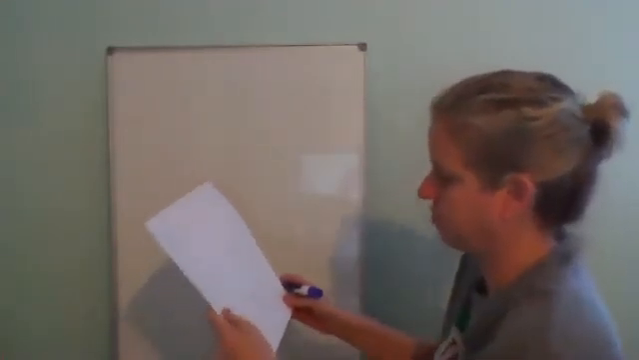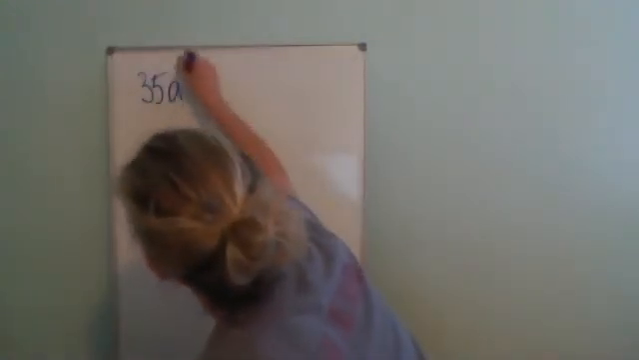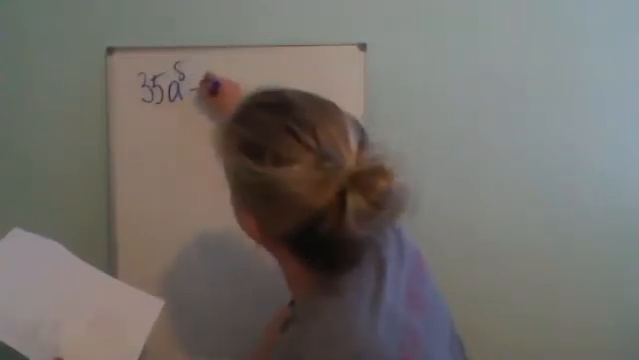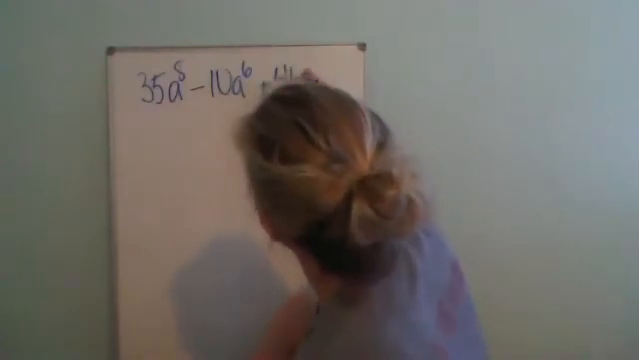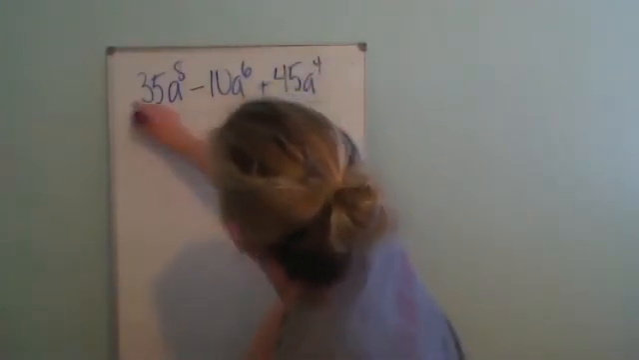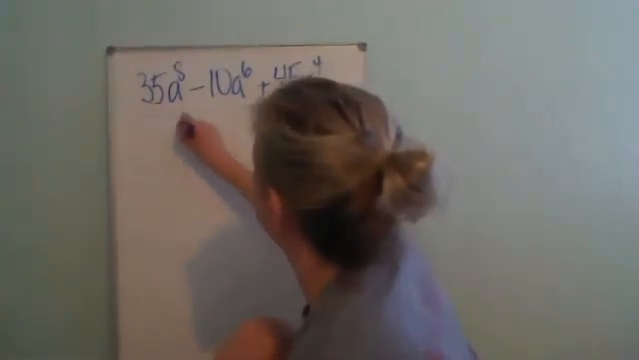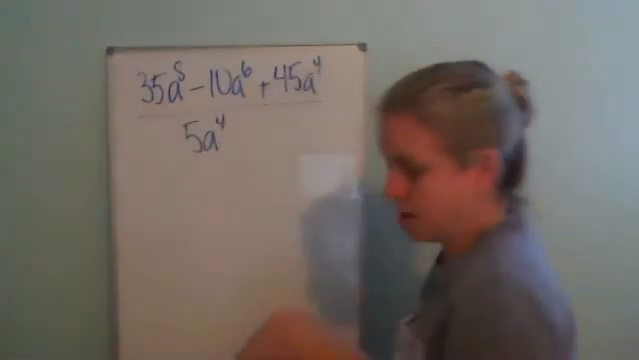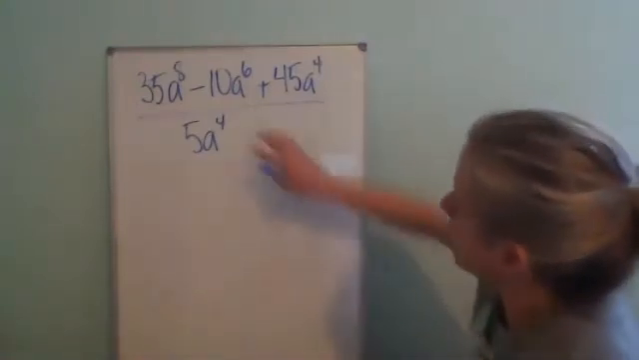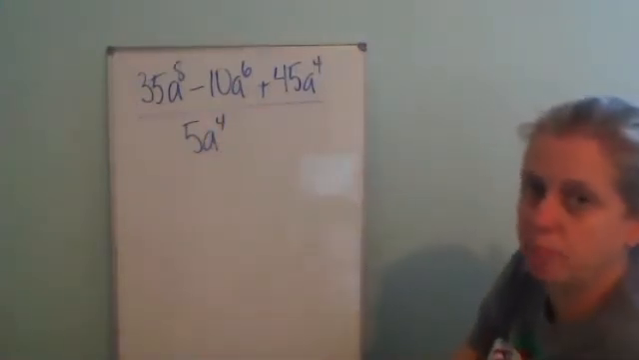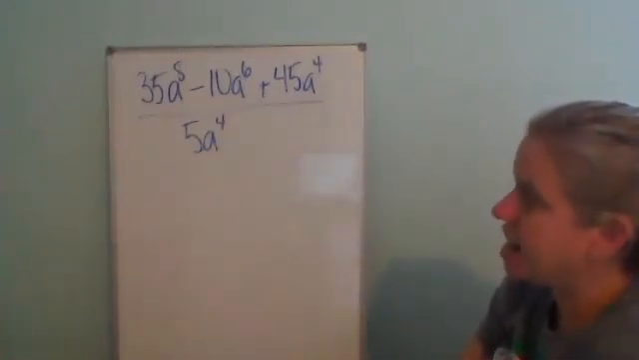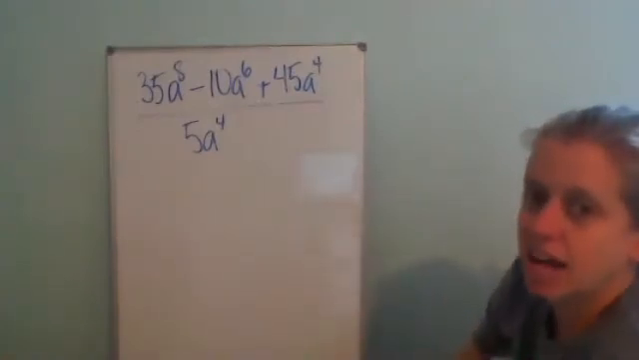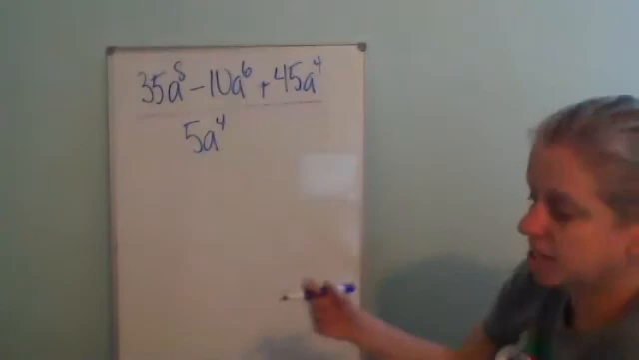All right, number 12, divide 35a to the 8th minus 10a to the 6th plus 45a to the 4th over 5a to the 4th. Now, remember this section was if you just had one term in your denominator. This is almost like 3 completely separate fractions. So let's think of it like that. And each fraction is over that 5a to the 4th. And then just reduce each of the fractions.